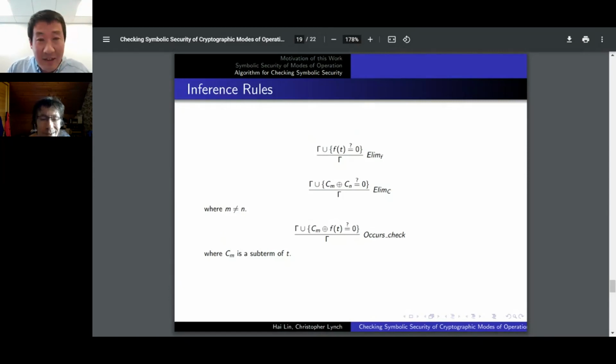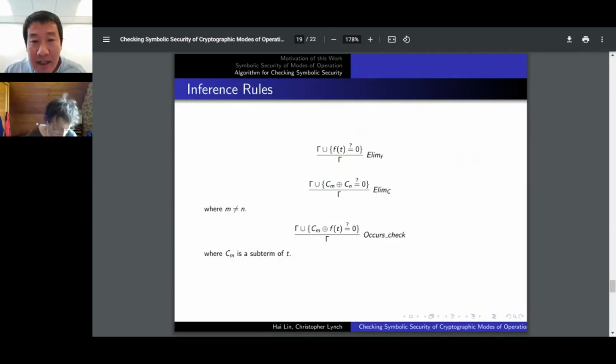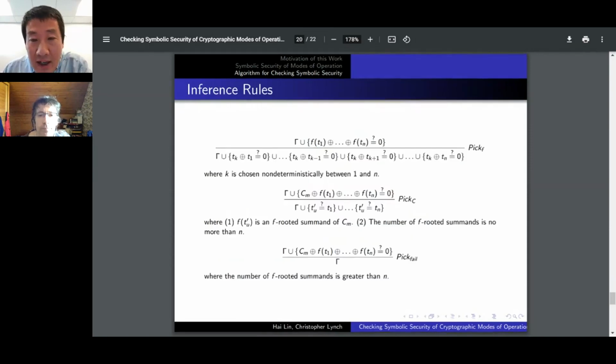Okay, thank you. So here are the inference rules. We have elim f, which says if we have an f-rooted term equals 0, then that's impossible. And elim C says if we have the XOR of Cm and Cn equals 0, that's also impossible. And the occurs check is standard.